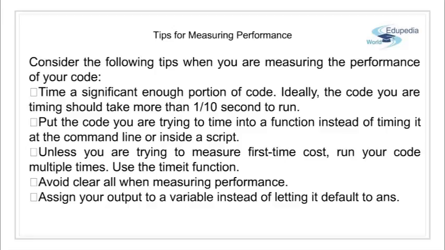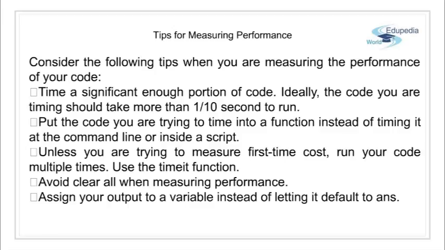Third, unless you are trying to measure first time cost, it's better to run your code multiple times. So use the timeIt function for it. The timeIt function will run your function multiple times and it will give you a median of your measurements. Fourth one is to avoid clear all when measuring the performance. So whatever the code you are measuring the performance for, you should avoid commands like clc, clear all, that clears the workspace or deletes the memory, because it takes time to perform this action and it will show an impact in the performance of your code.